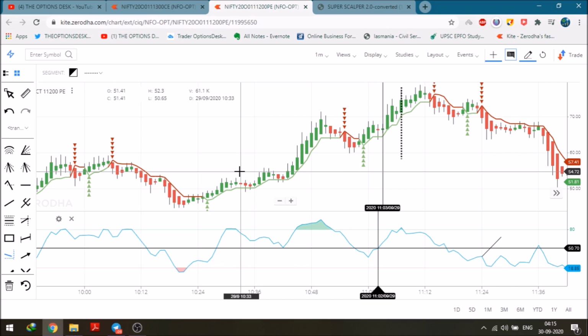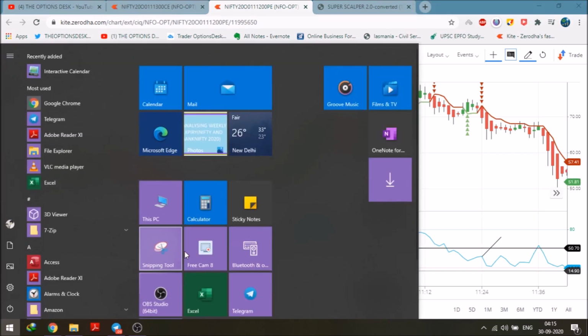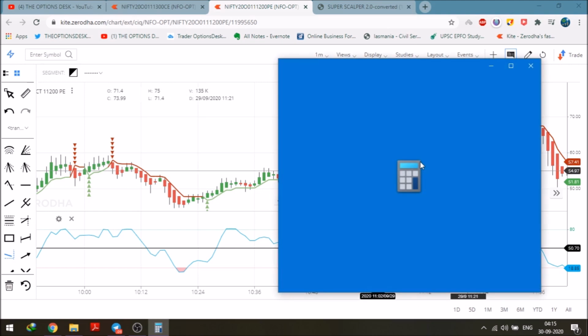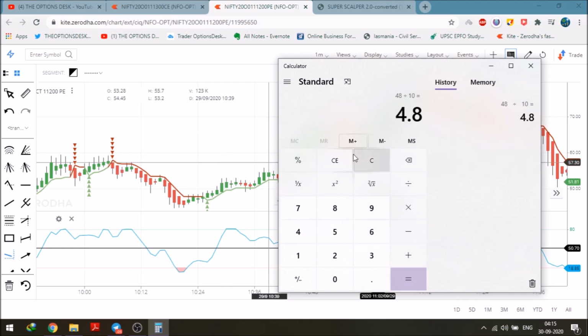This is for very safe traders who have been facing losses for the past 1 or 2 years. Just don't try to be greedy. For one day, don't be greedy and try this. Take 10%. Let me show you. Say you took an entry at 48, divide by 10 to get 4.8. So with entry at 48, the next target is 52.8. I booked at 52.8.